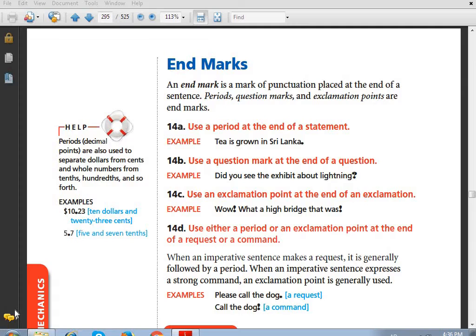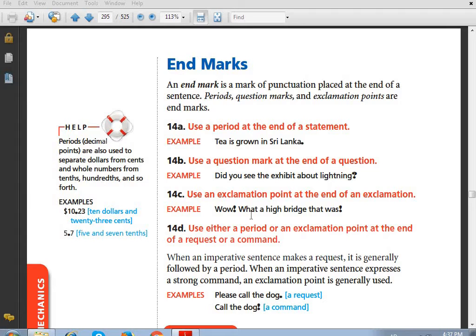We have a note here. What is this note? An interjection that expresses a strong emotion may be set off from the rest of the sentence with an exclamation point. I mean, guys, if we have an interjection like wow or oh, any of these words which refer to strong emotion, I can follow it with an exclamation point.